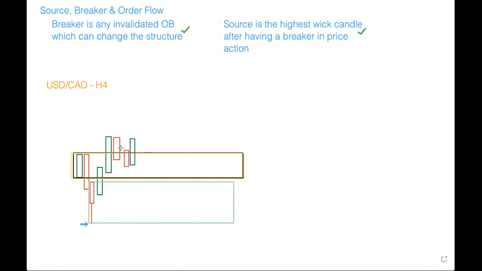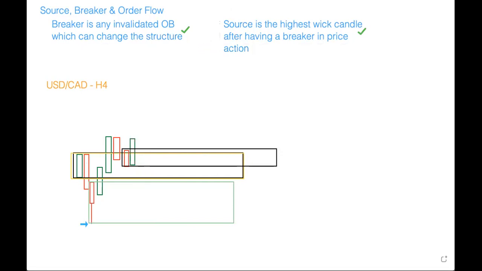inside the breaker. So we got the breaker, we have retested the breaker, and then we got a bullish order block inside the breaker. And this is a high probability trade to the upside, because we got a source, we got a breaker, and we got a bullish order block inside the breaker.